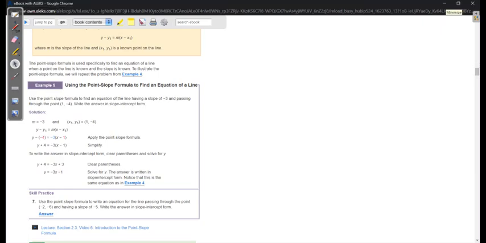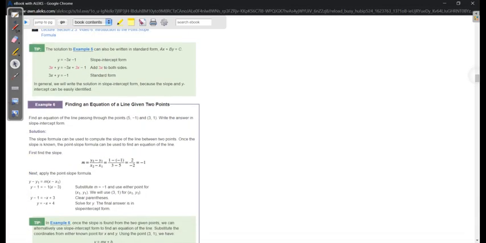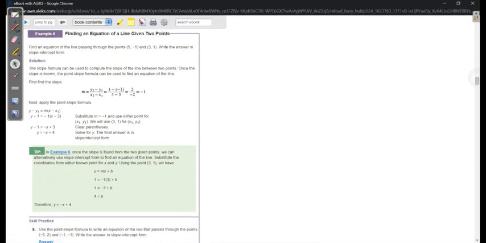Negative 3x minus 1. Okay, good. I'm just always worried that I'm doing something wrong, you know? All right, so let's give another example.